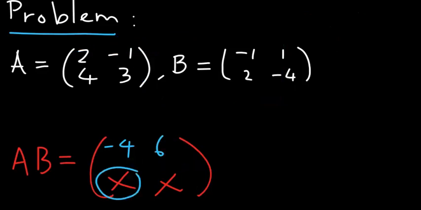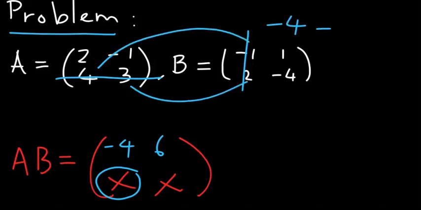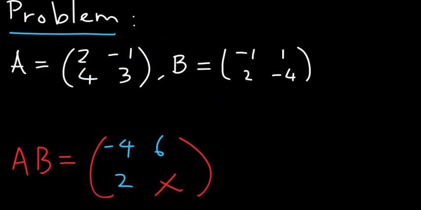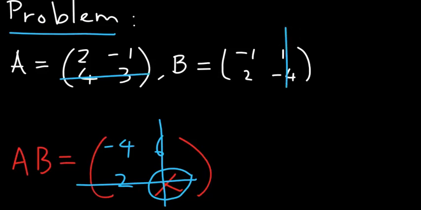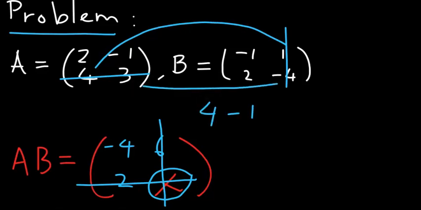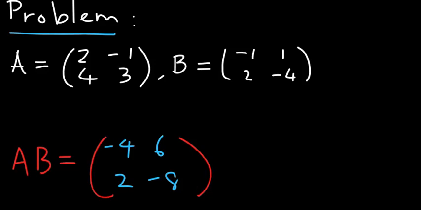Now this element that occupies row number 2 in the first column, so row number 2 of the first matrix and column 1 of the second matrix. So 4 times minus 1, minus 4, 3 times 2, that is 6, so the answer is 2. And finally, this element, which occupies the second row and the second column of the product, is obtained by multiplying the second row of the first matrix with the second column of the second matrix. So 4 times 1, that is 4, 3 times minus 4, that's minus 12, and you get minus 8. Right there.